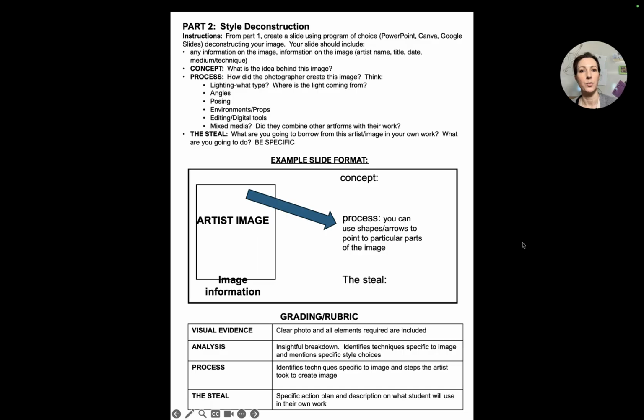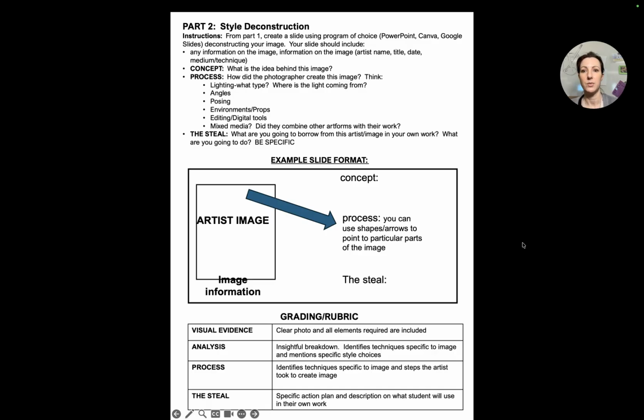Then you're going to figure out the process. Depending on your artist, this might be a lot different. If it's a straight photographer, what type of lighting? Is it a side light? Is it at an angle? Where's the light coming from? What type of angle are they using?